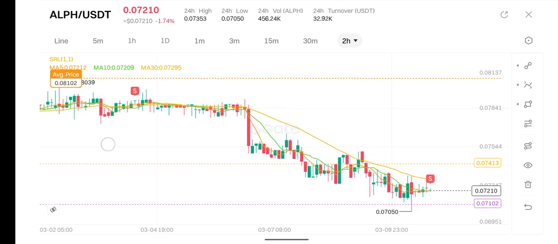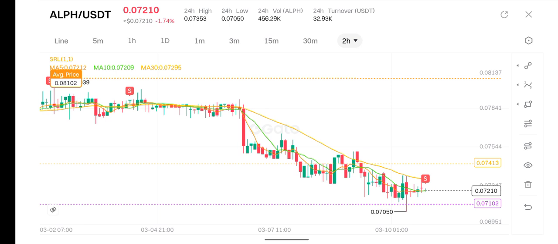So I'd like to explain what's happening on the technical side of things. Okay, we'll have Alephium against USDT. The price is currently 0.07210 on this exchange, Gate.io, which is a tier one exchange. The 24 hours high was 0.07353, and the low within the last 24 hours was 0.07050. The trading volume for the Alephium token itself is 56,000 tokens, and the 24 hours turnover in terms of USDT is about $33,000. Okay, so without further ado, this is a 2 hours time frame.